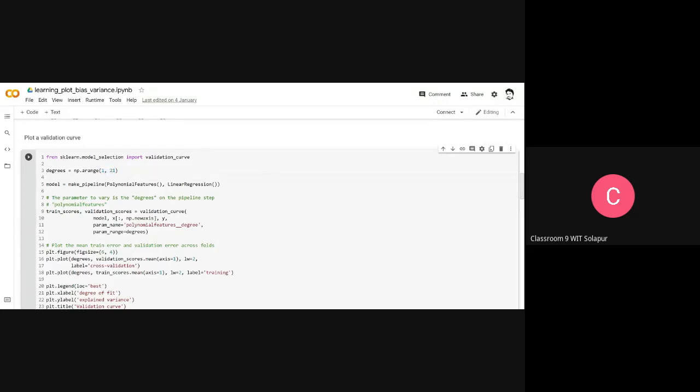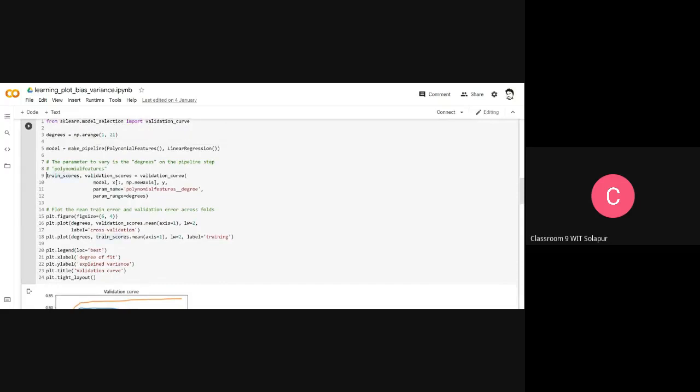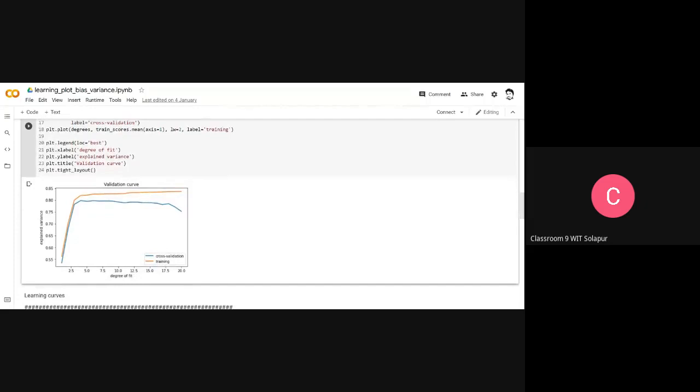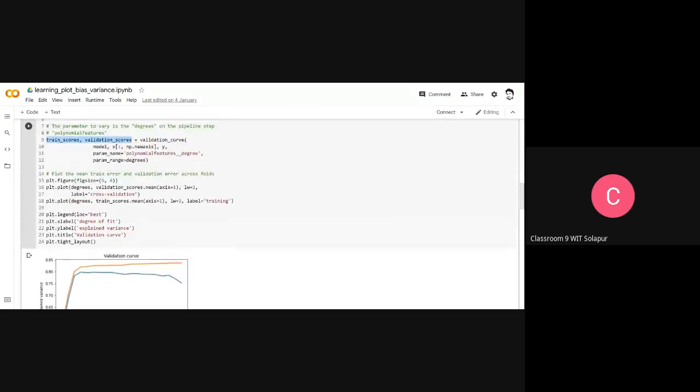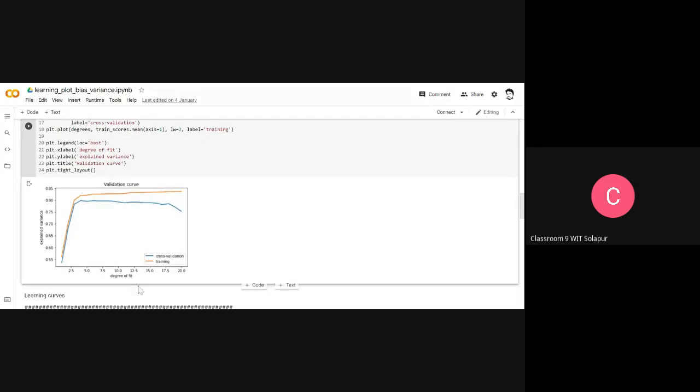If you look at here, for each range I am taking it and then plotting it for every degree value. So here I am generating training scores and validation scores. Now let me tell you what I am talking about. When you execute this, I am plotting it for degree of fit.